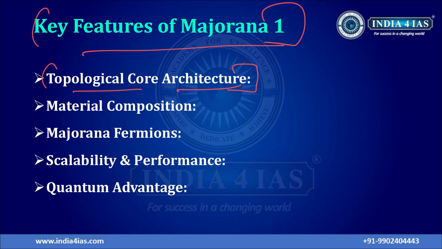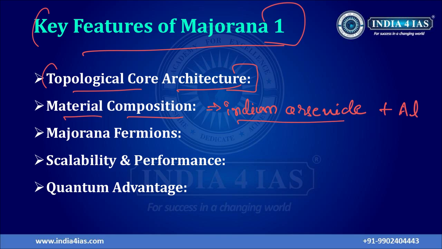Then coming to the material composition of this Majorana 1 chip, it is made from indium arsenide and aluminium. This indium arsenide is a semiconductor and aluminum is a superconductor. So this enables a stable quantum environment for the chip.